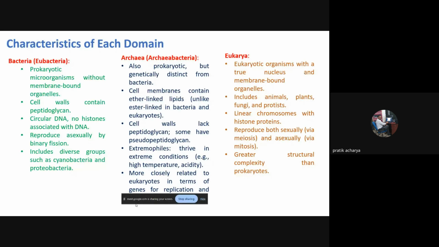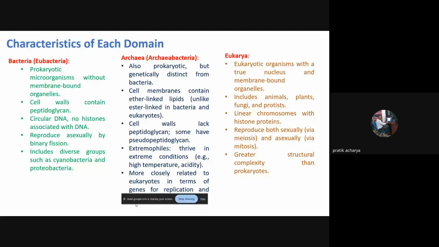And they are more closely related to eukaryotes in terms of genes for replication. That means if we compare bacteria with eukarya, bacteria with archaea, and eukarya with archaea, then we'll get more similarities between archaea and eukarya in comparison to bacteria. That is the concluding mark.